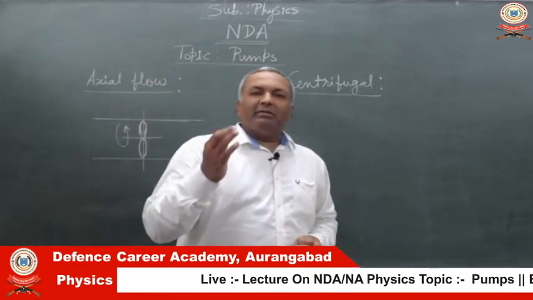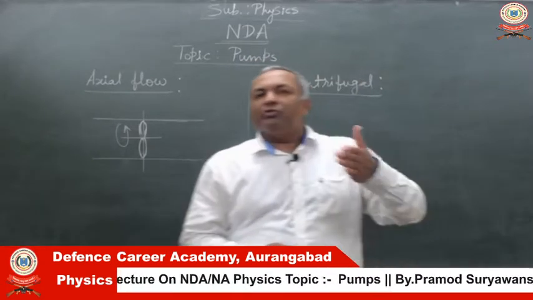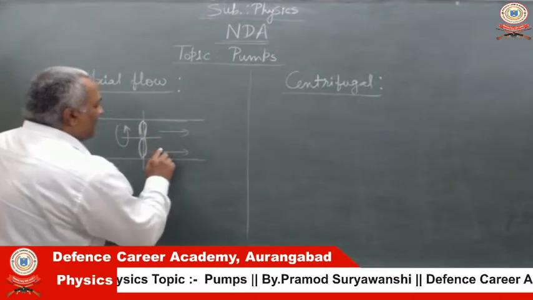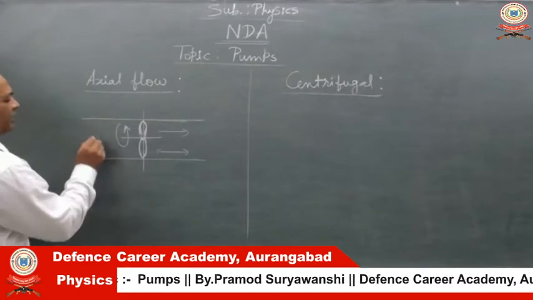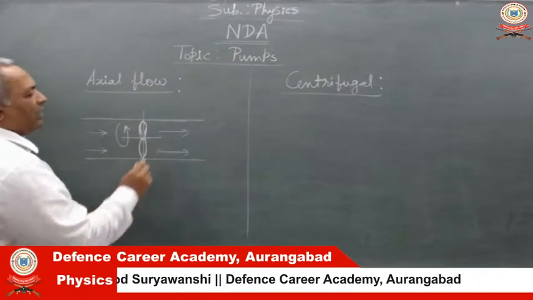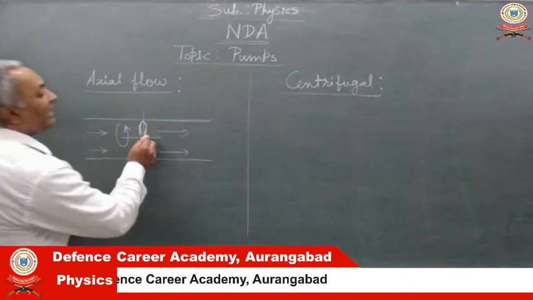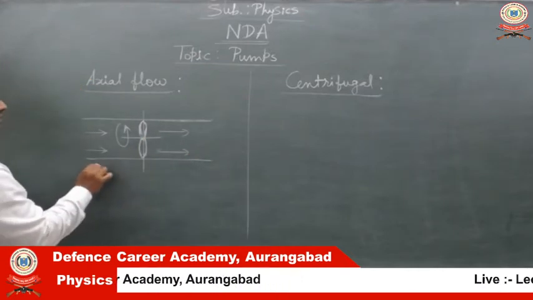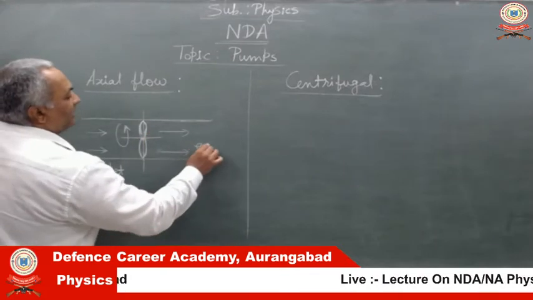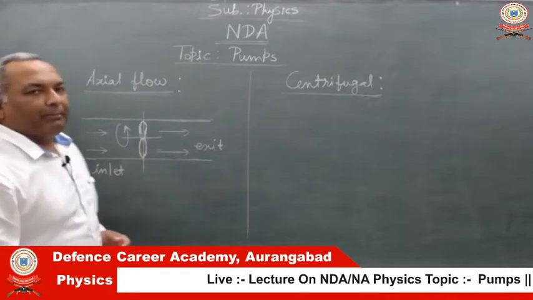As long as the blades are rotating about the axis of rotation, they keep on pushing the liquid in the forward direction, producing a continuous motion of the liquid along the axis of rotation. Because the inlet and exit of the liquid are both along the axis of rotation of the pump, it is called an axial flow pump.